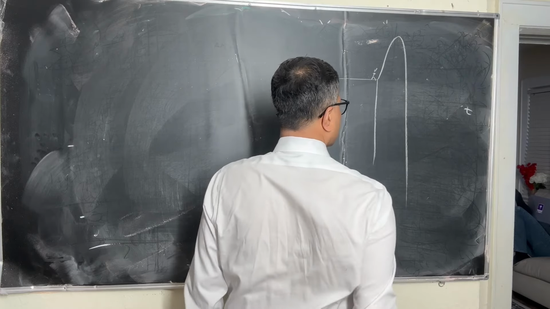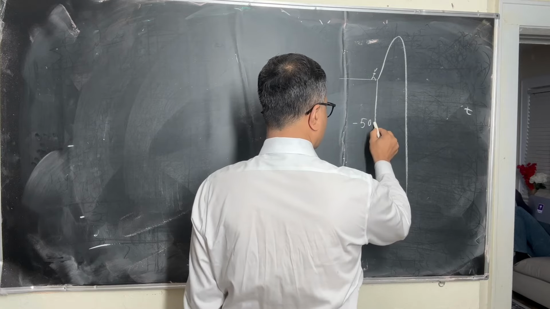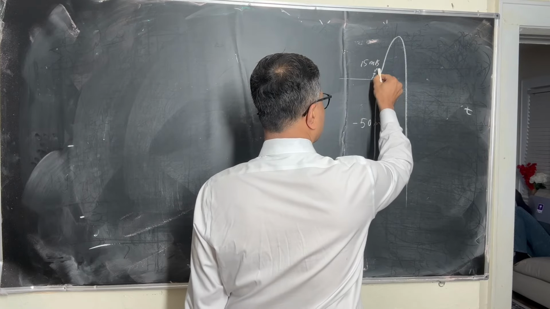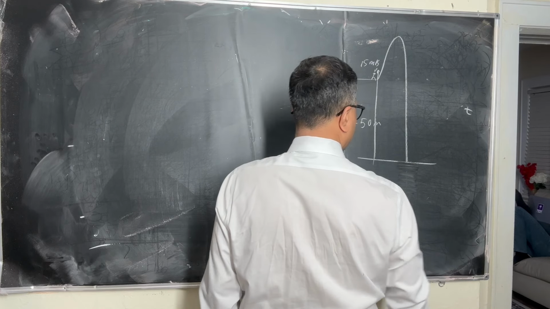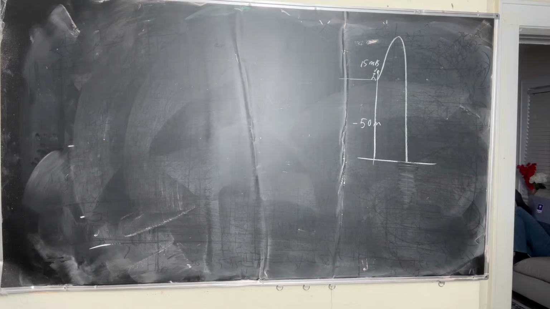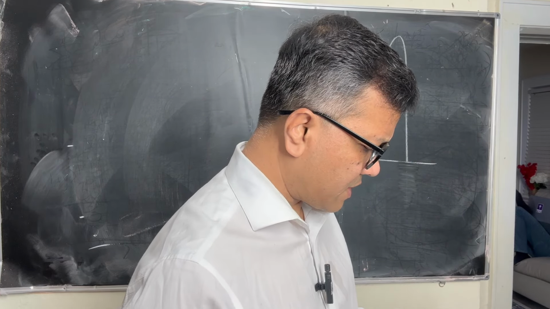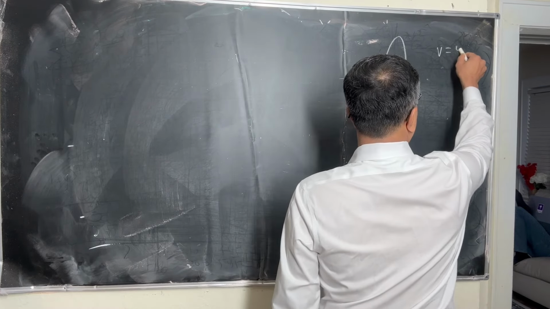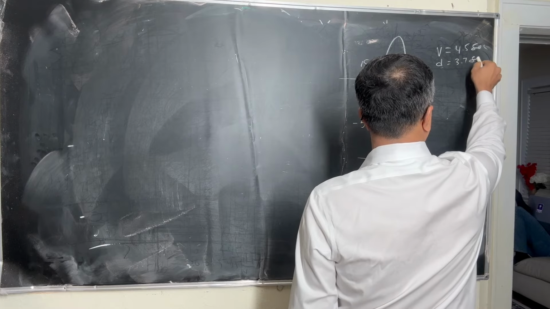Throw a ball up, and this is 50 meter tall, and with 15 meter per second at 90 degree. I wanted to find the velocity at 4.5 second and distance at 3.7 second.